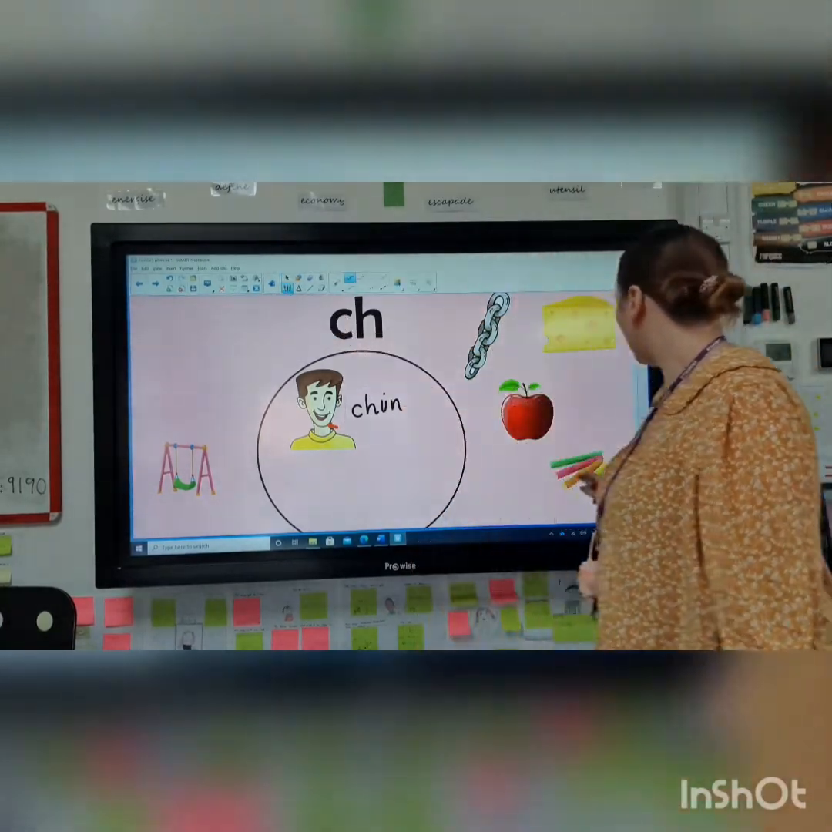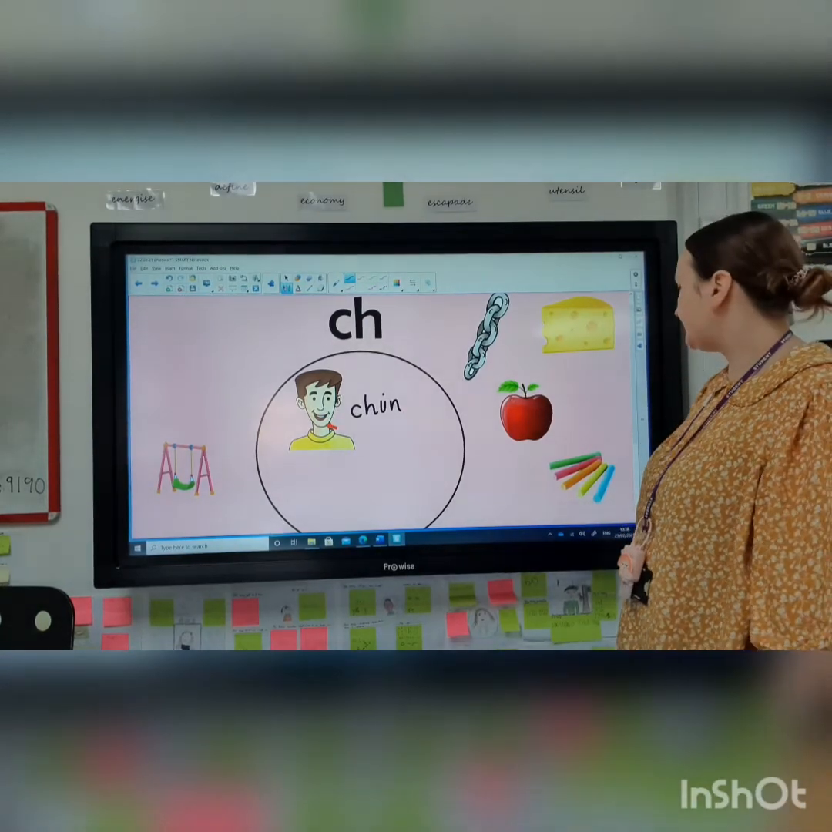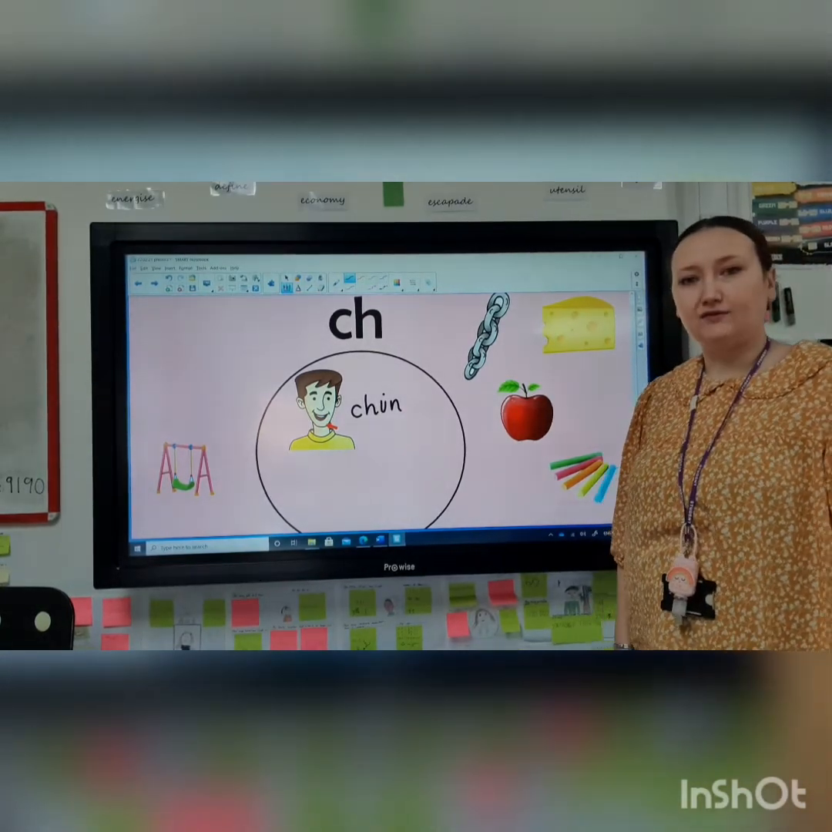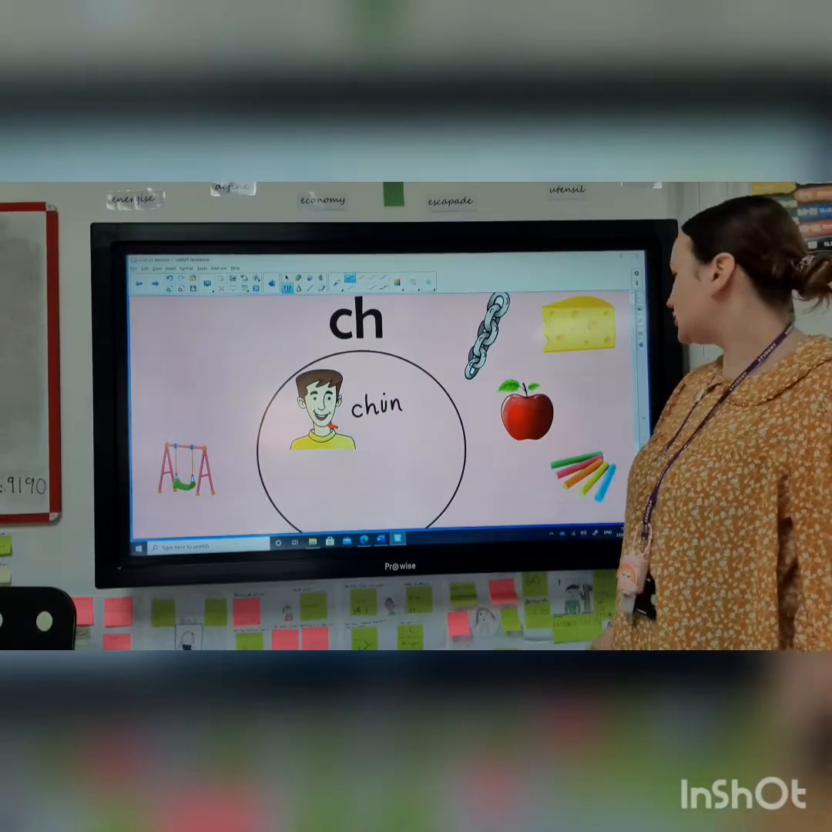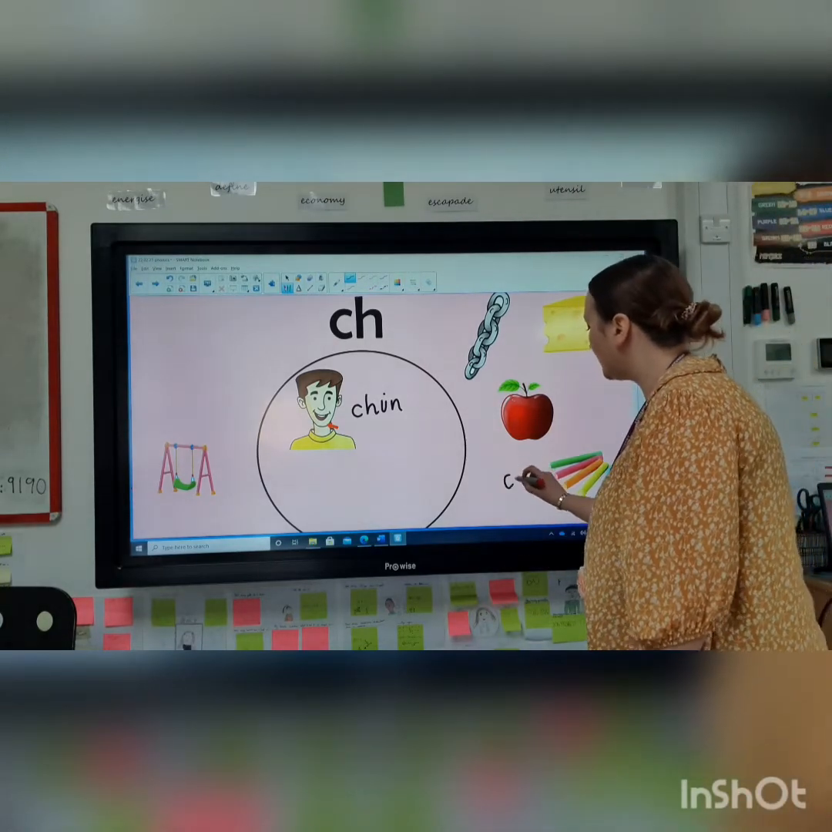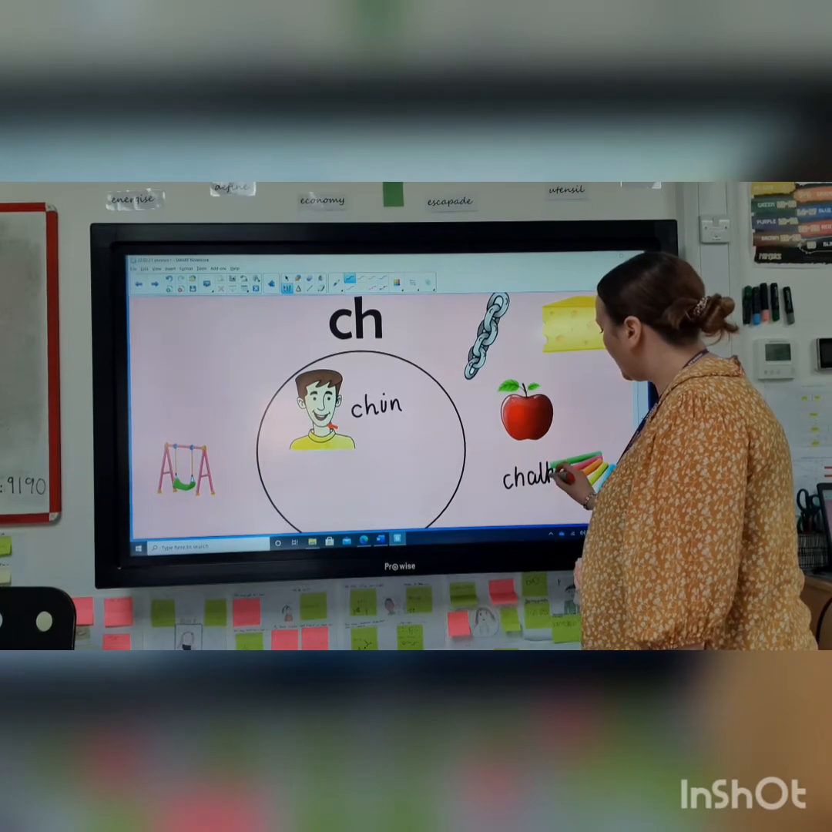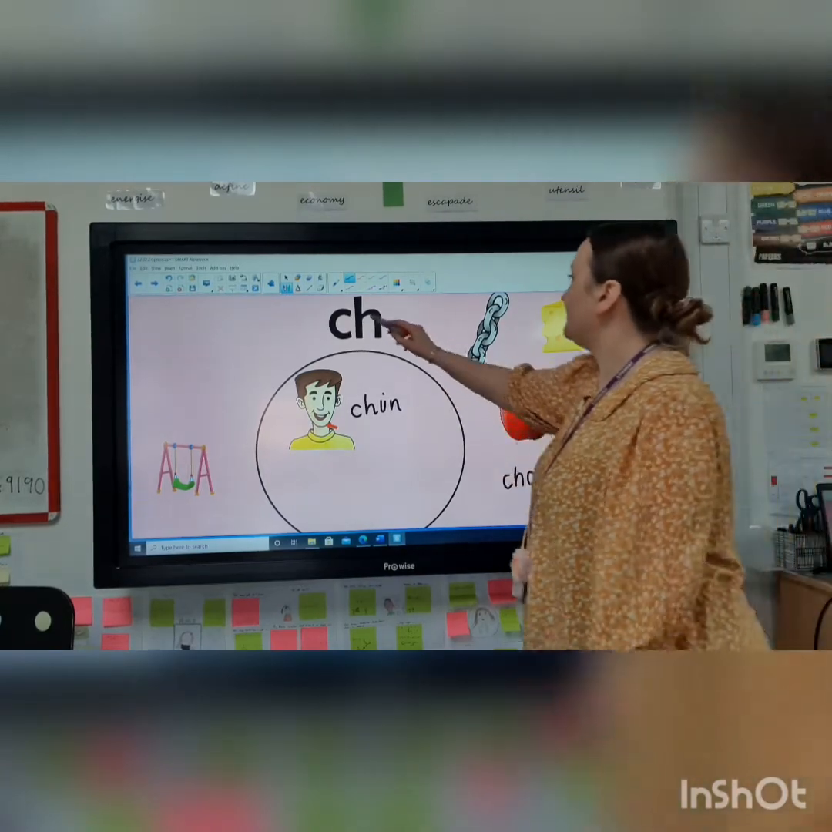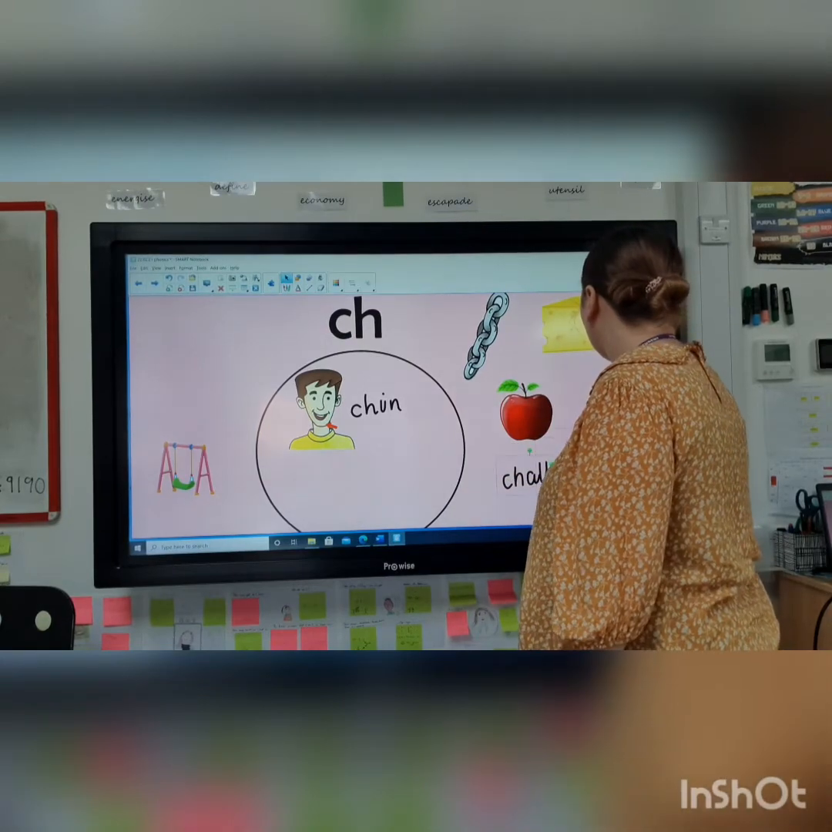So what about this? What is this? Chalk. Does chalk have the phoneme ch in there somewhere? Chalk. Yes, it does. We've got the ch. Okay. So let's put chalk in the circle.